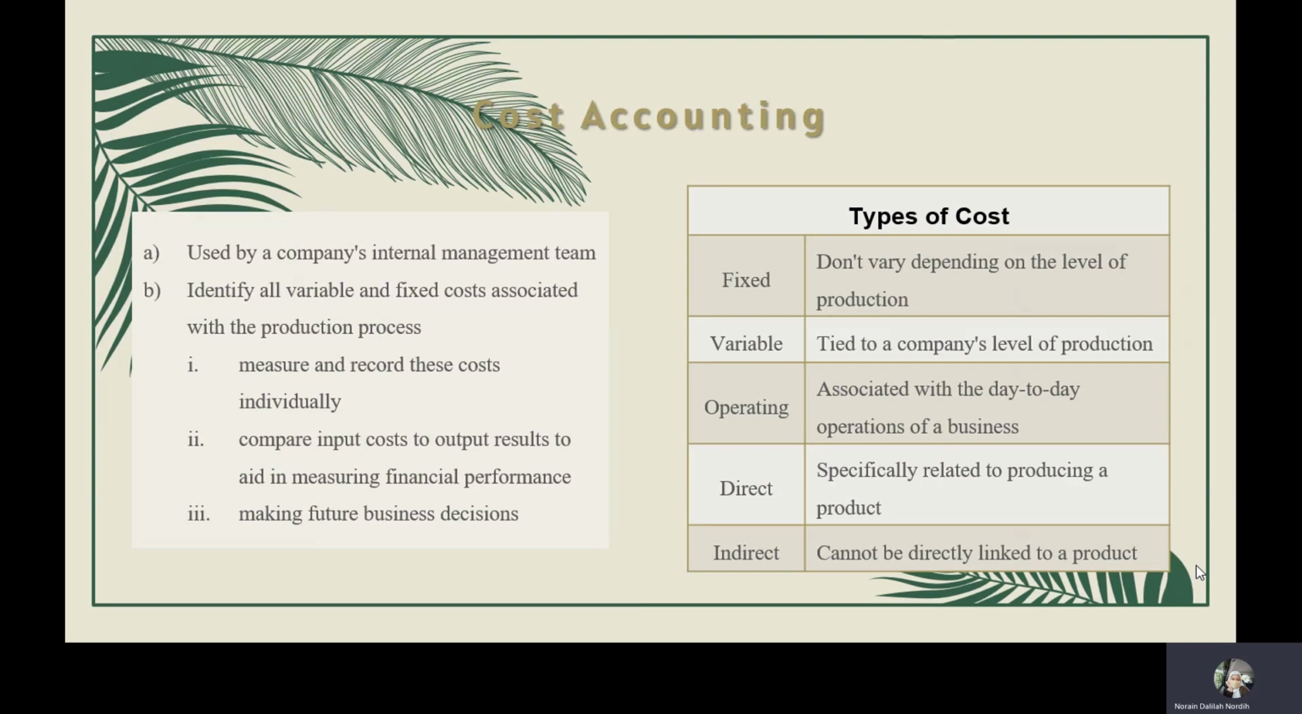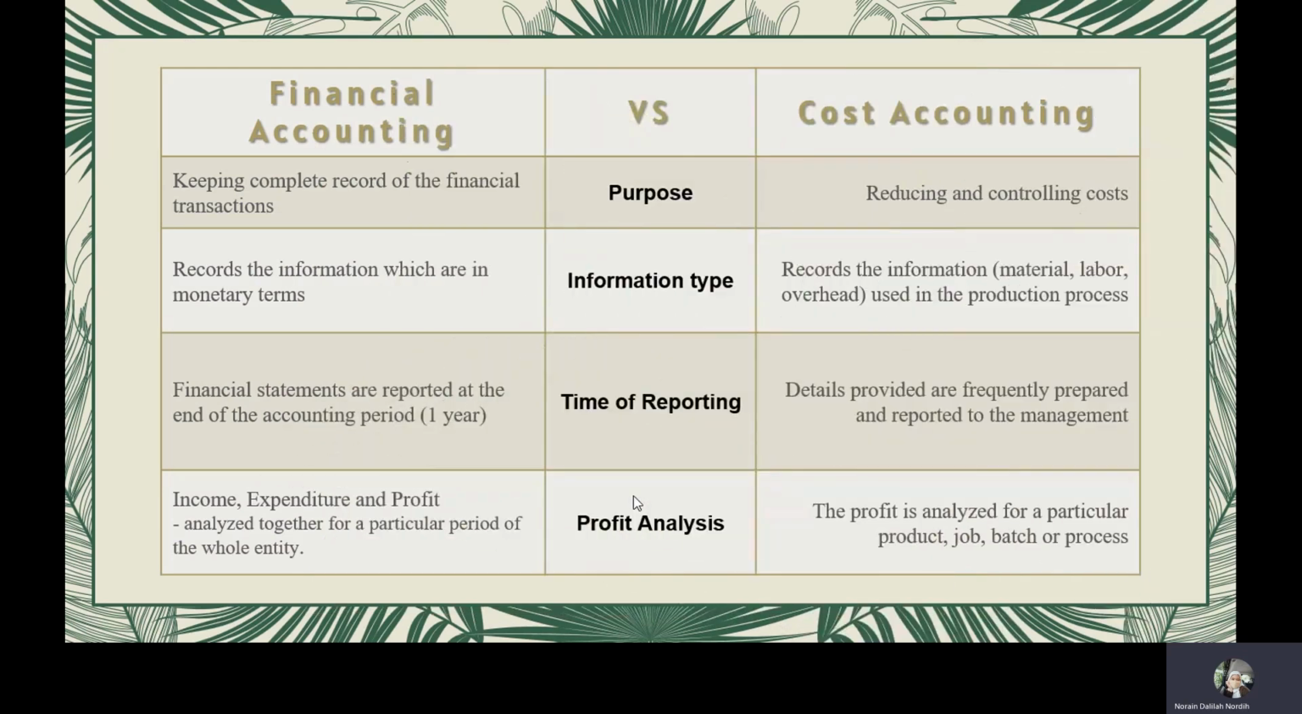Next. Okay, this is a slide of financial accounting versus cost accounting, which shows the differences between FA and CA. First, what is the purpose of FA and CA? FA is to keep a complete record of the financial transactions, while CA is for reducing and controlling costs. The second one is information type. FA records information in monetary terms, while CA records information on material, labor, and overhead used in the production process.